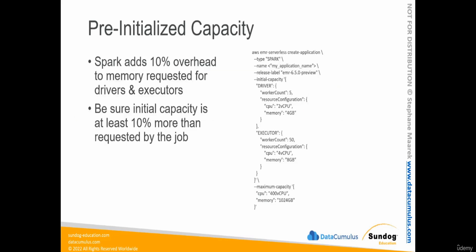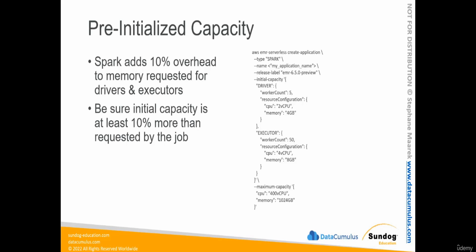Let's talk a little bit more in depth about pre-initialized capacity on EMR Serverless. So here's an example off to the right here of what that might look like from the command line. You see here we have an initialCapacity block here that we didn't have before. We're saying that we want to start off with 5 drivers with a specific resource configuration of a CPU type and the memory that each one has available to it.